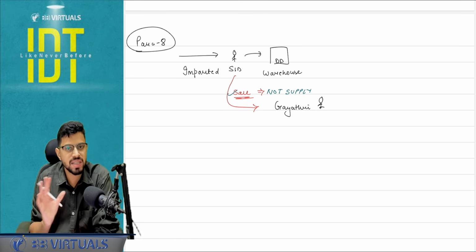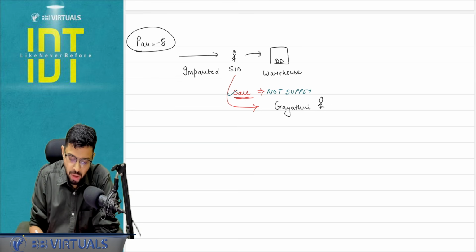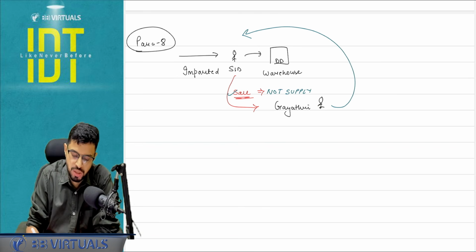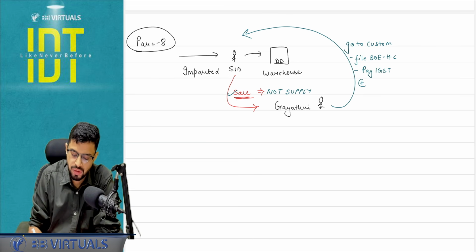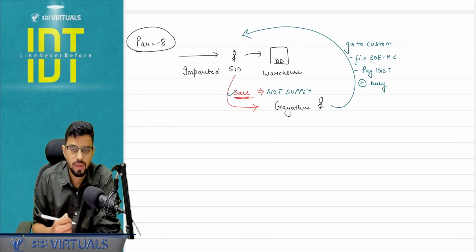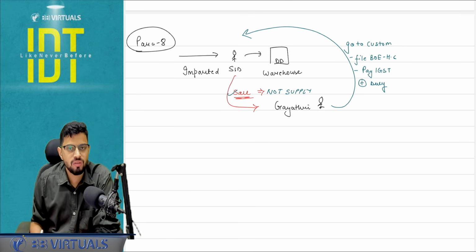I will just charge a sales consideration. Gayatri will go to the customs authorities and get the goods cleared. She will file a bill of entry for home consumption, and she will pay the IGST plus customs duty. She will do the process of clearance. She will pay the IGST.